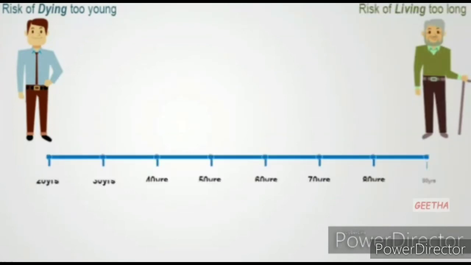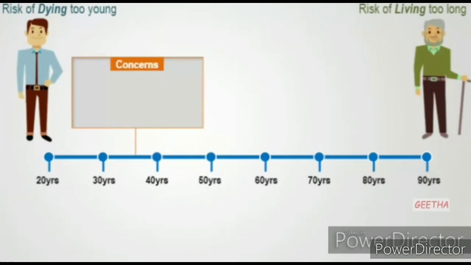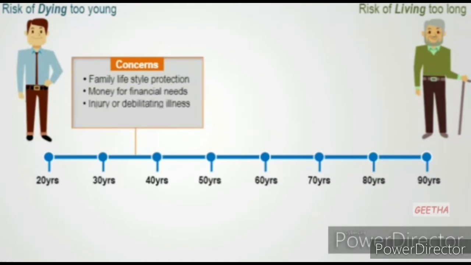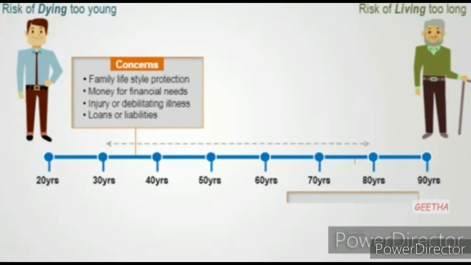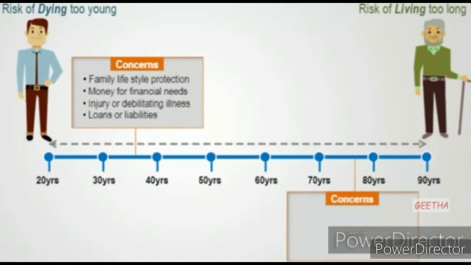Considering the risk of dying too young, the concerns are family lifestyle protection, money for financial needs, injury or prolonged illness, and loans or liabilities. While we talk about risk of living too long, the major concerns are retirement and succession planning, injury or prolonged illness, and wealth accumulation. Life insurance helps you in addressing all these concerns efficiently.